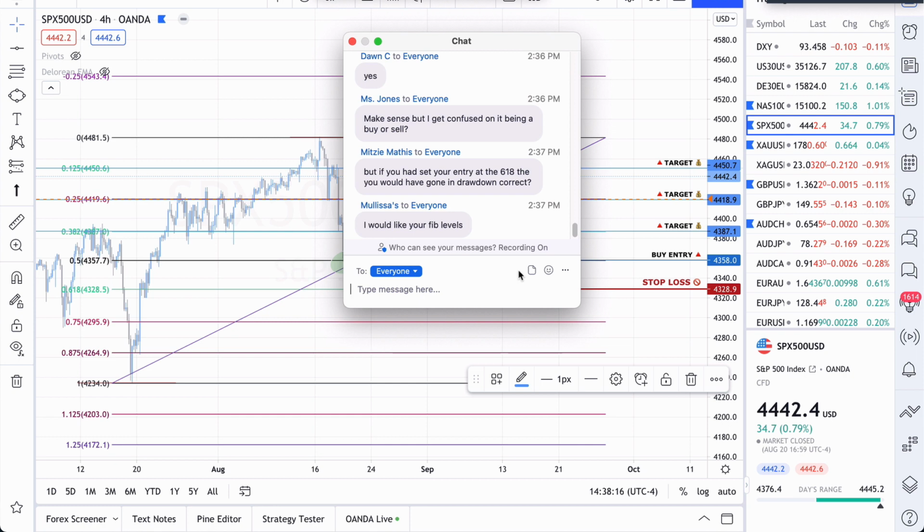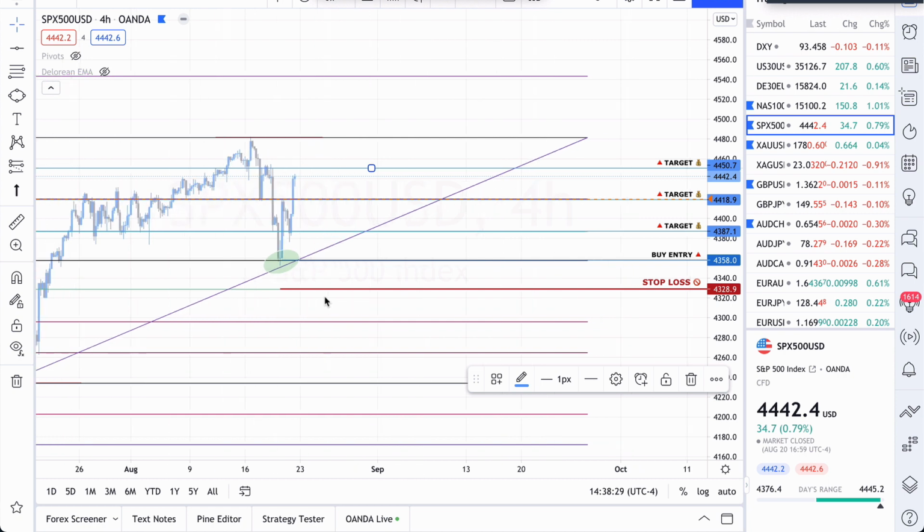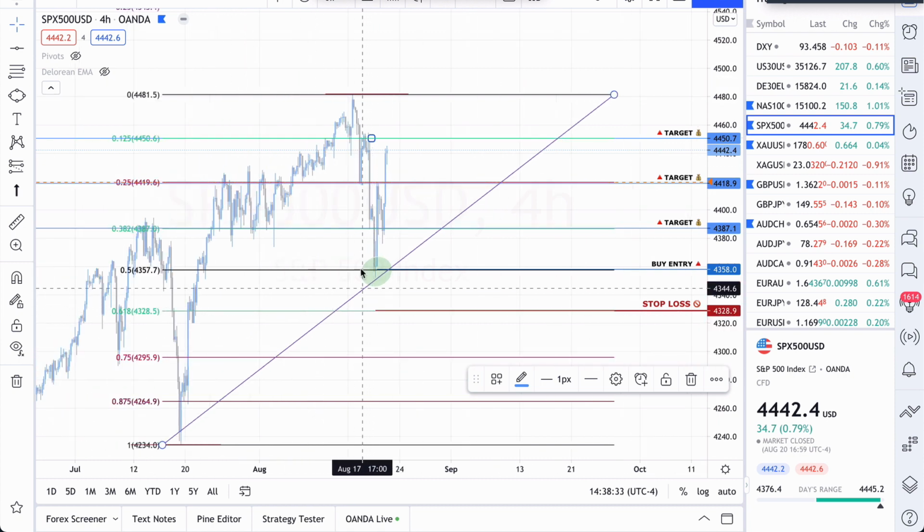If I set my entry at the 618, you would have gone into drawdown. Well, that's a good question, but I wouldn't have set my entry at the 618. I don't do limits on indices. I do market executions. So I wouldn't have had an entry at the 618 because price didn't come down that far. Does that make sense?